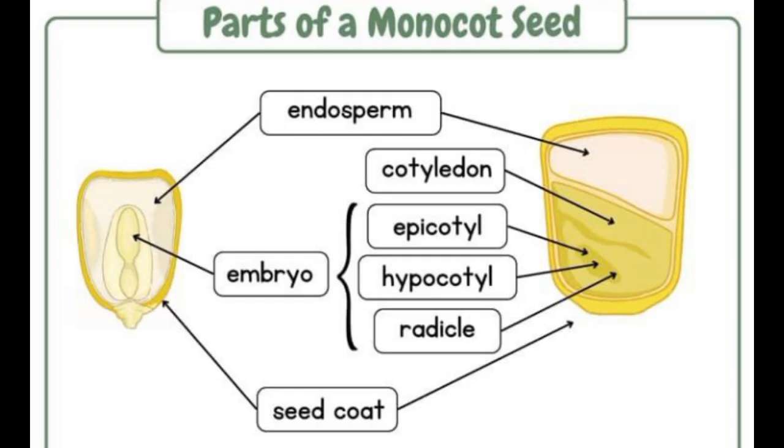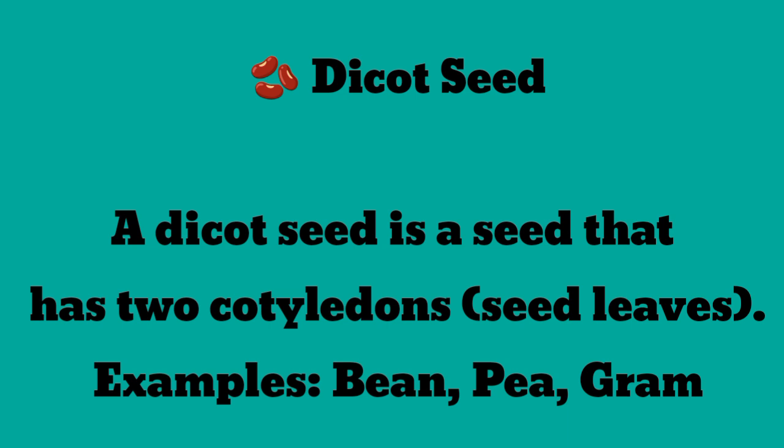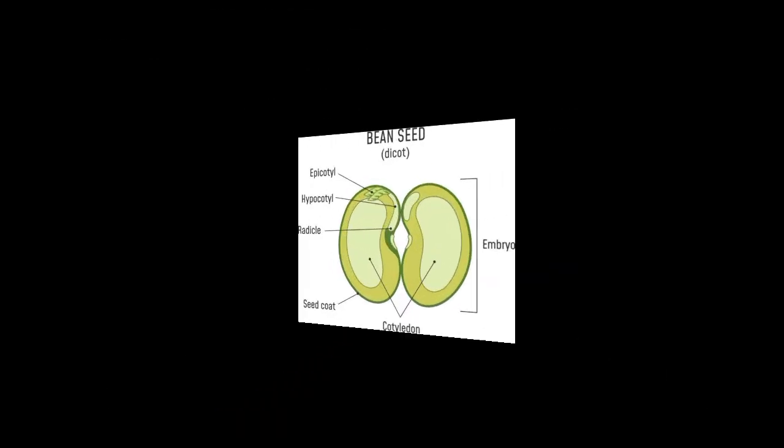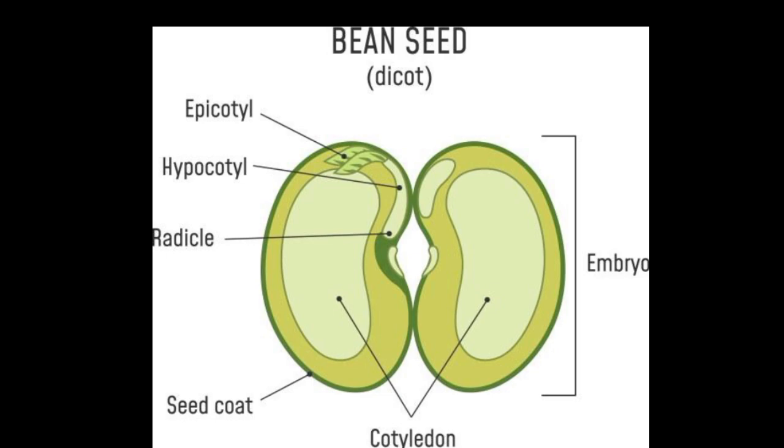Next one is the dicot seed. A dicot seed is a seed that has two cotyledons, meaning two seed leaves. It has two parts. Examples are bean, pea and gram seeds. All these seeds, when they are opened, are made up of two parts or two cotyledons. So they are called dicot seeds. Here you can see the example of a bean seed. It has two cotyledons, so it is a dicot seed.